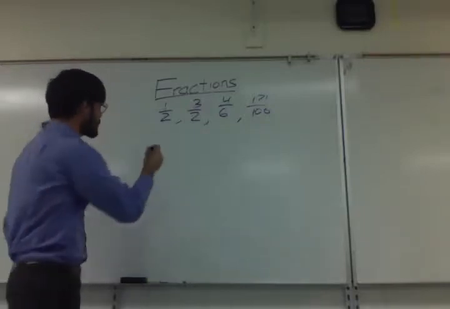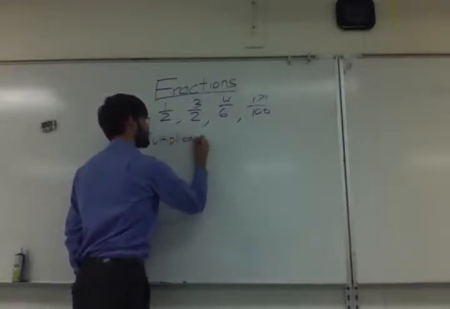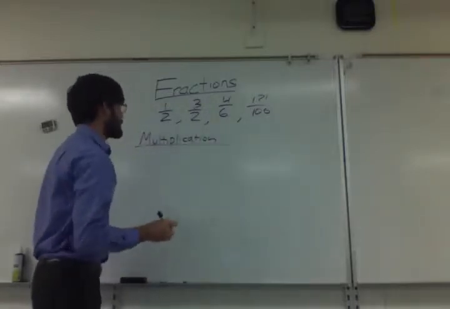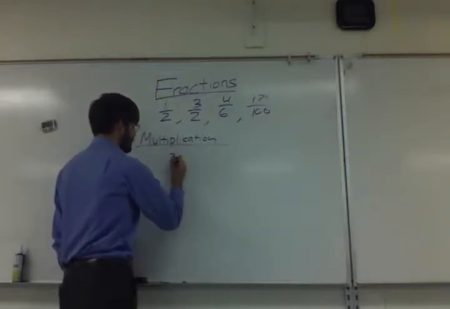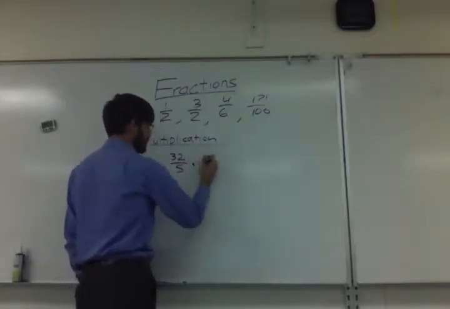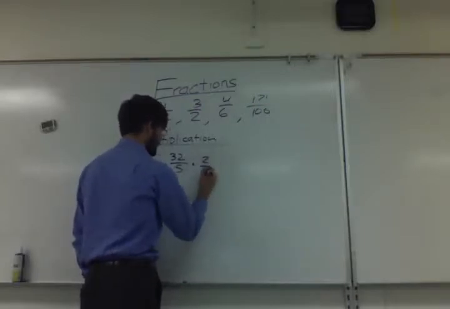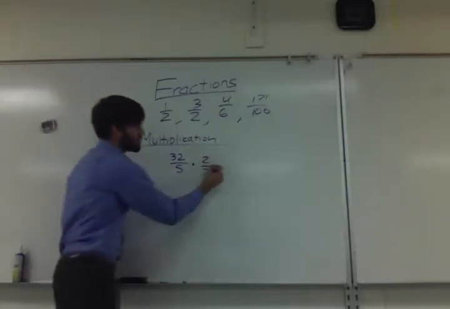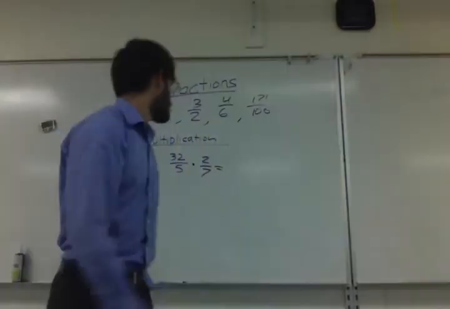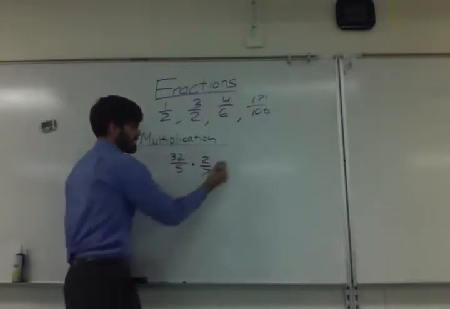So, first we're going to talk about the multiplication of fractions. When I have two fractions that I want to multiply together, let's say I have 32 fifths and 2 sevenths. To multiply fractions together, it's super easy. All we do is multiply the numerator times the numerator. That's the top number times the top number. And that becomes our new numerator.